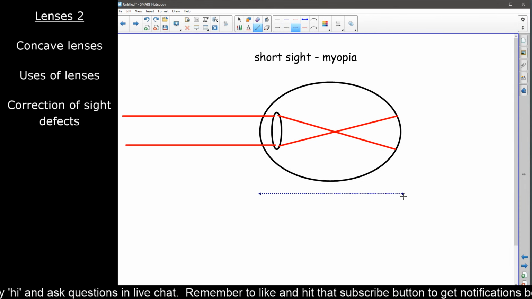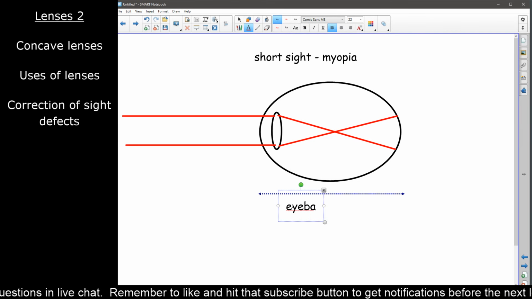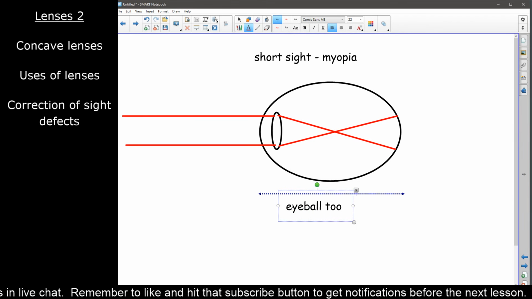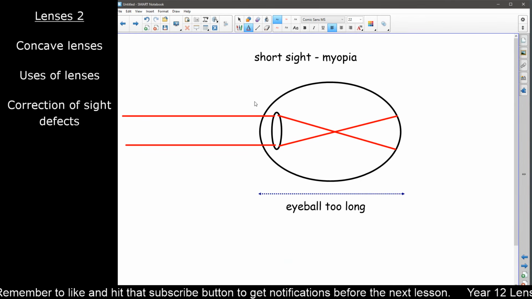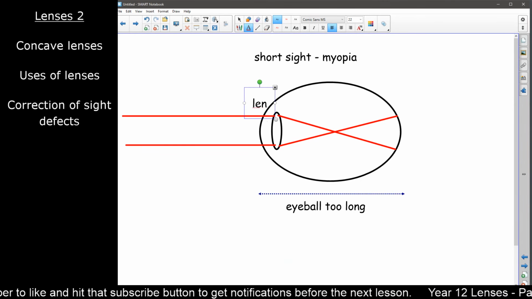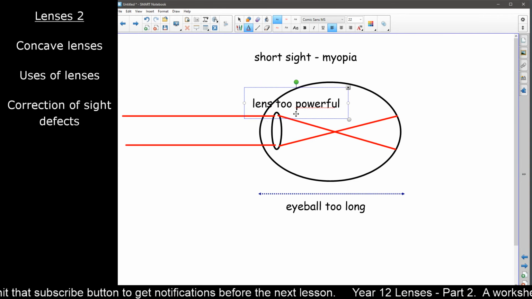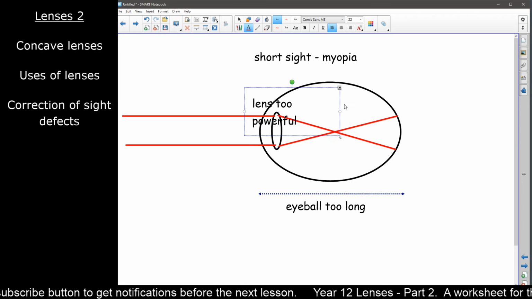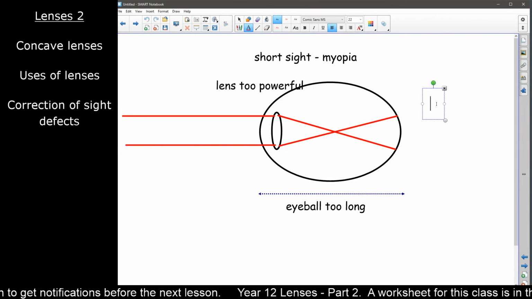Right, now, there's two possible reasons for this. Reason one is it's physical and that your eyeball is too long. And that's most likely the case. Alternatively, the way I like to think of it is that your lens is too powerful. Your lens is overly converging light, and as a result, it's making a problem for you.